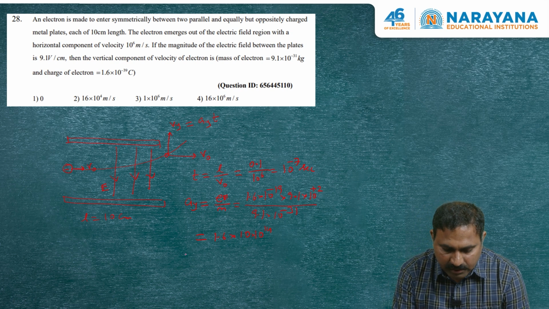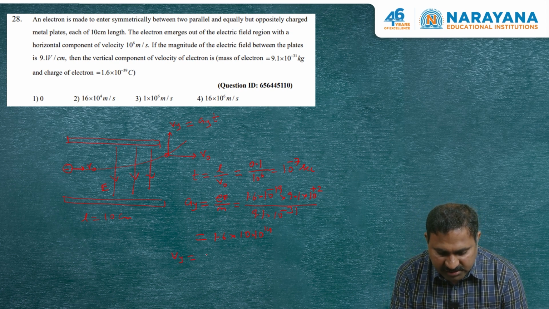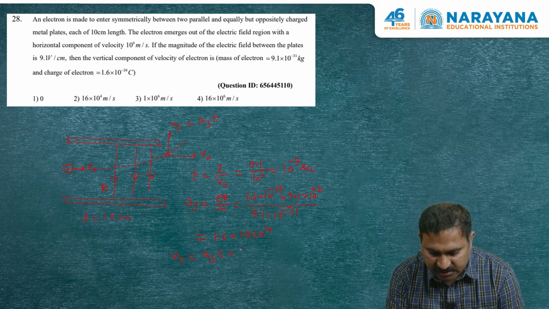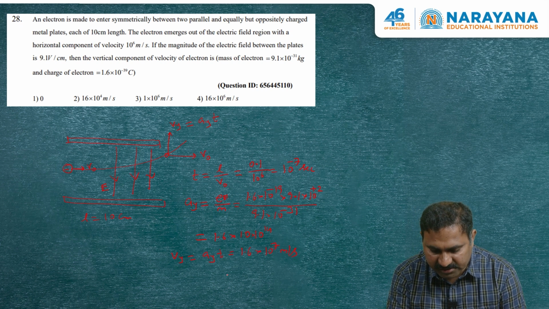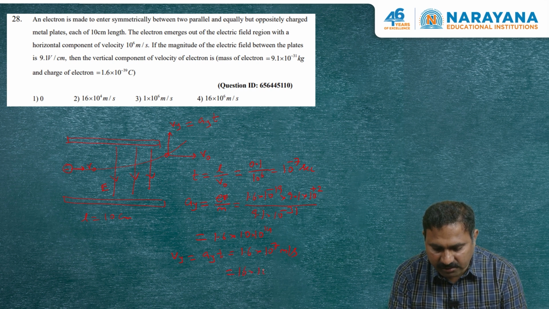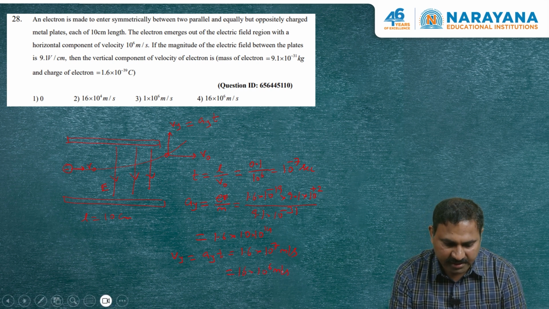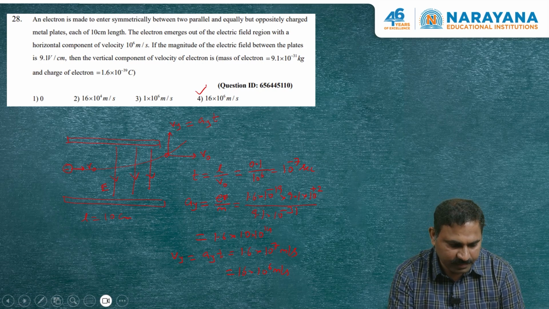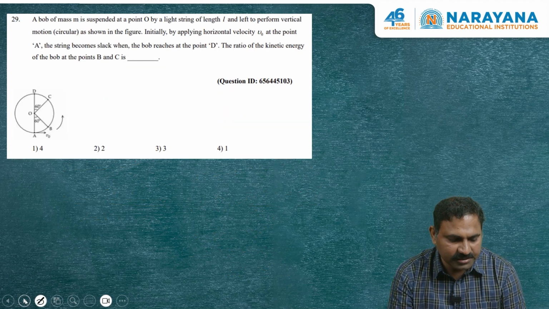it is 10 power 14. Now, y component of velocity equals ay into time taken. Time taken is 10 power minus 7. So, it will be 1.6 into 10 power 7 meter per second, or 16 into 10 power 6 meter per second. It is given in option 4. Let us go to the next question.